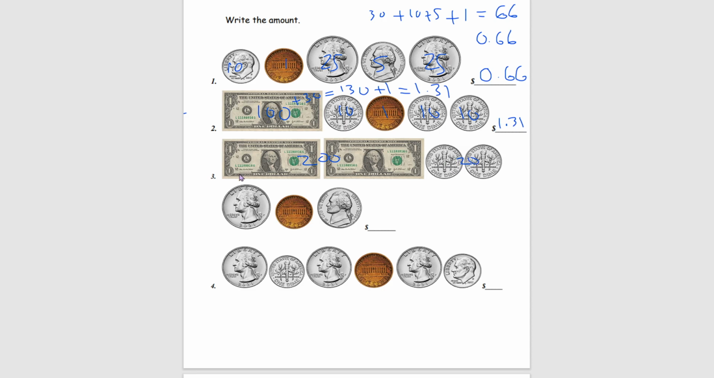And lastly, if I get this page, we have 2 $1 bills, which is equal to 200, 2 dimes, which is equal to 20, 1 quarter, which is equal to 25, 1 penny, which is 1, and 1 nickel, which is 5. So we can add these together. 200 plus 20 equals 220. 220 plus 25 equals 245. Plus 5 is equal to 250. And then plus 1 again, we get 251, which is equal to $2.51.